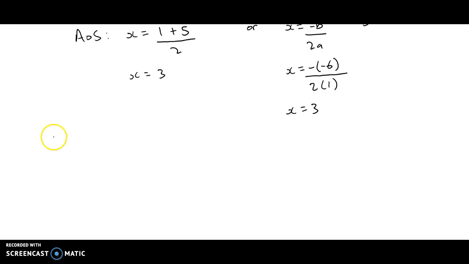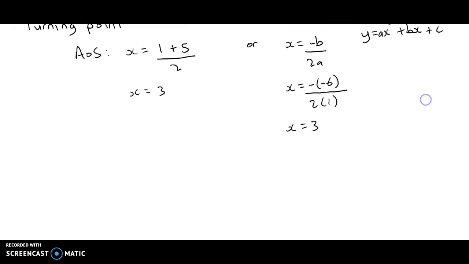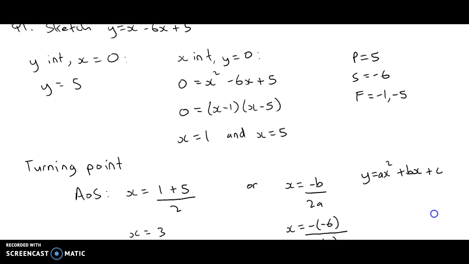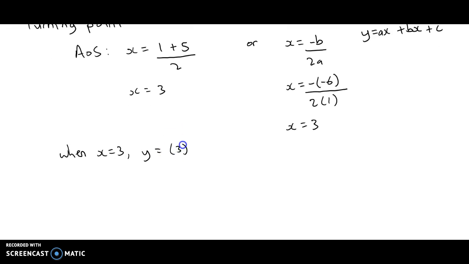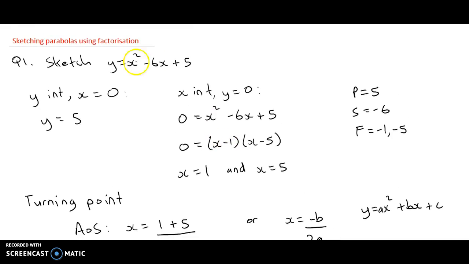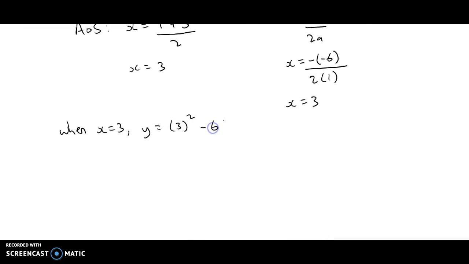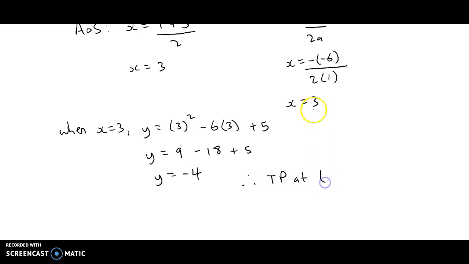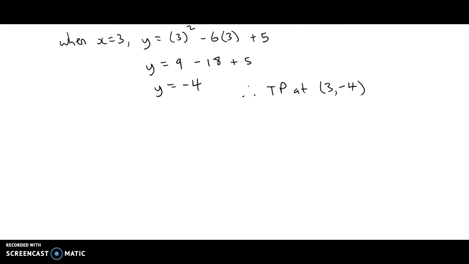To find the turning point, we substitute in our axis of symmetry, so x equals 3, into our original rule. So when x equals 3, y equals, what have we got? 3 squared, so x squared minus 6x plus 5. So minus 6 times 3 plus 5. So y equals 9 minus 18 plus 5. So y equals minus 4. Therefore, we've got a turning point at 3, negative 4. And now we can go ahead and sketch this parabola.